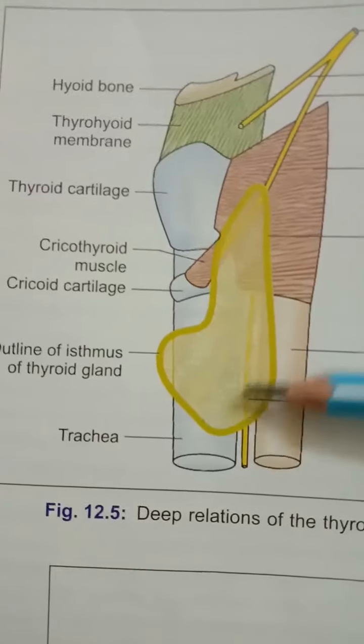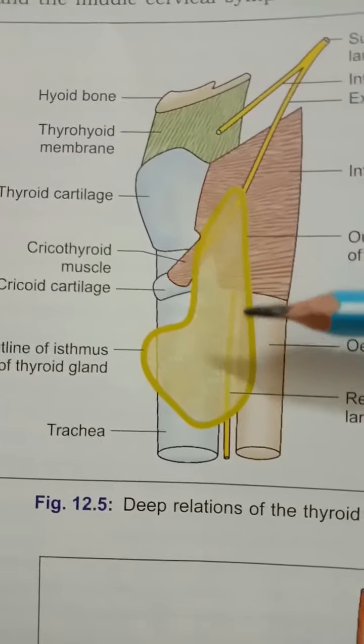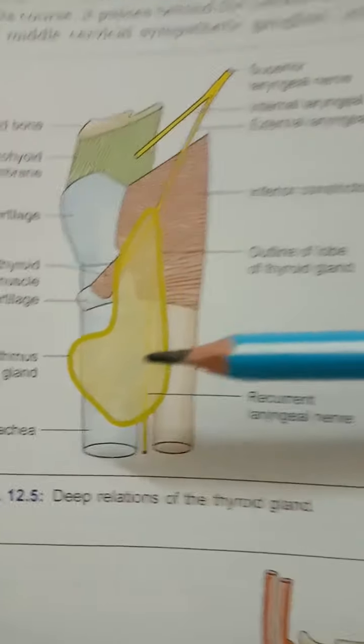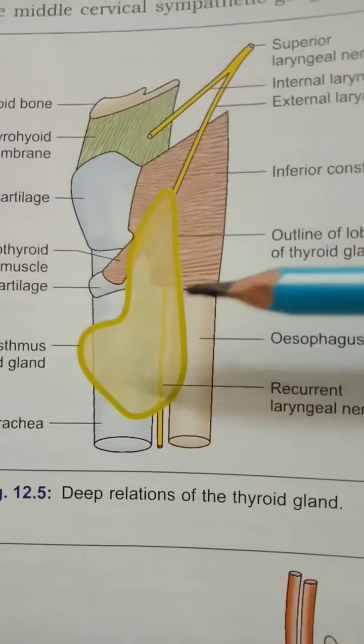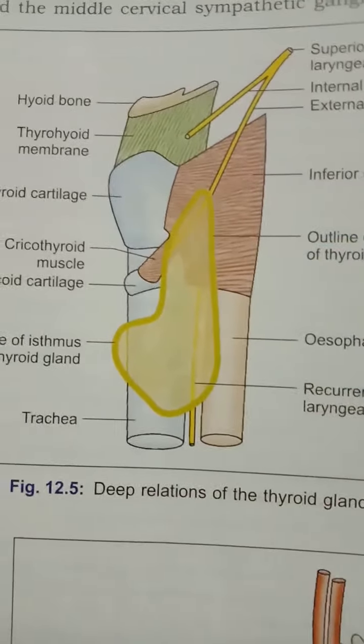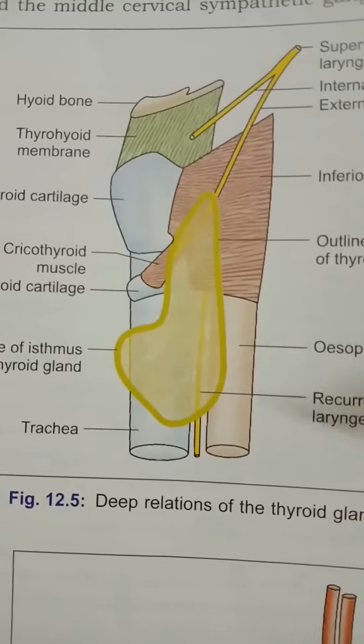Then the lateral or the superficial surface. It is convex and covered by three muscles, that is the sternothyroid, sternohyoid, and the superior belly of the omohyoid muscle.